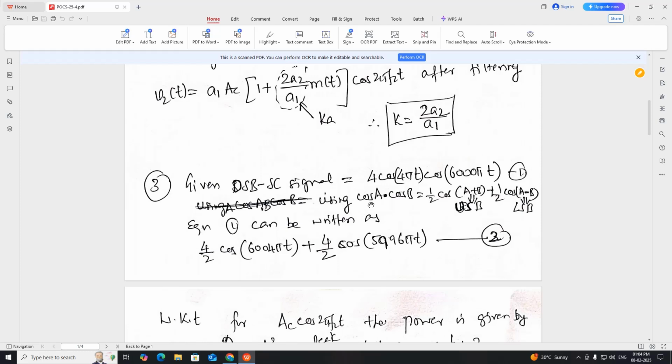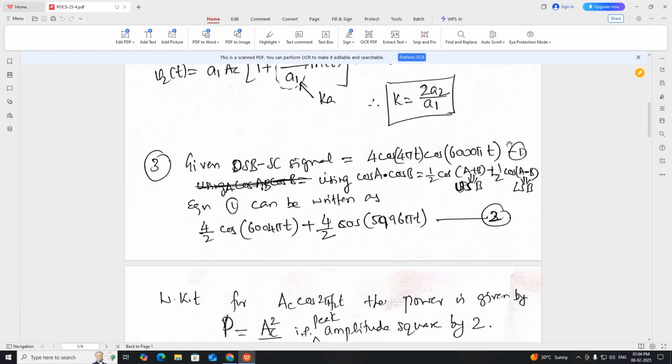We will use the cos A cos B formula. This formula is nothing but 1 by 2 cos of A plus B plus 1 by 2 cos of A minus B. Remember, this is the USB term and this is the LSB term. So now equation 1 can be written according to this. Here 4 is there, and 1 by 2 for this. Therefore 4 divided by 2 cos 6004 pi t, plus 4 by 2 cos, subtraction A minus B, 5996 pi t.